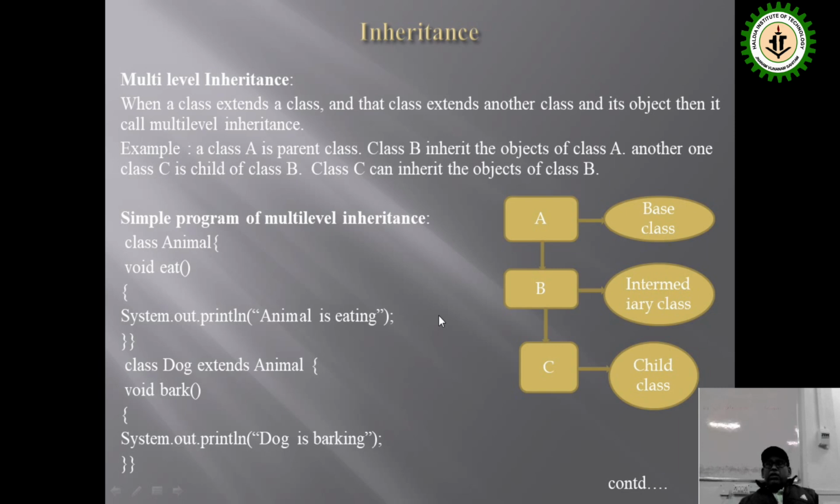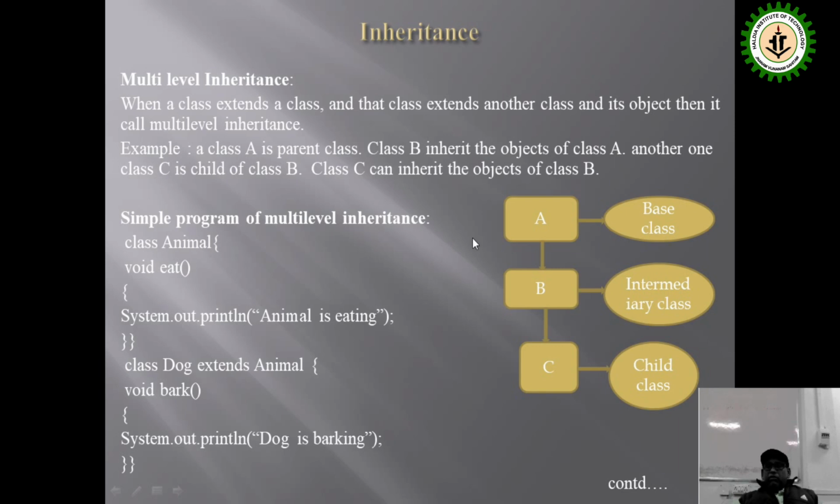An example of multi-level inheritance is grandfather, parent and child. Now here are class A, class B and class C. Class A is the base class or parent class. B is the intermediary class and C is the child class. So here B acquires the properties of class A, the parent class, and another class C, the child class, inherits all the properties of class B. This is a simple program for multi-level inheritance.